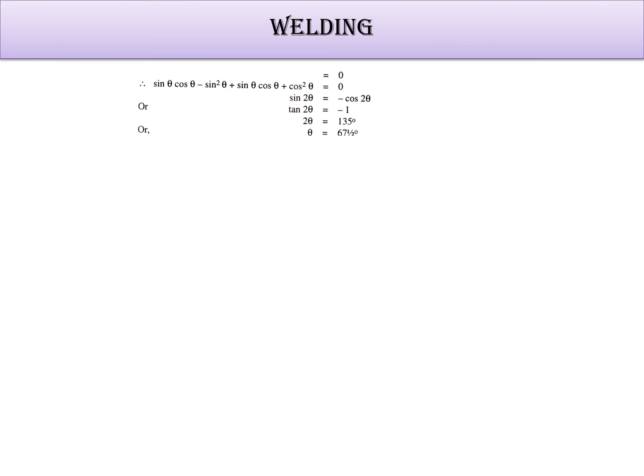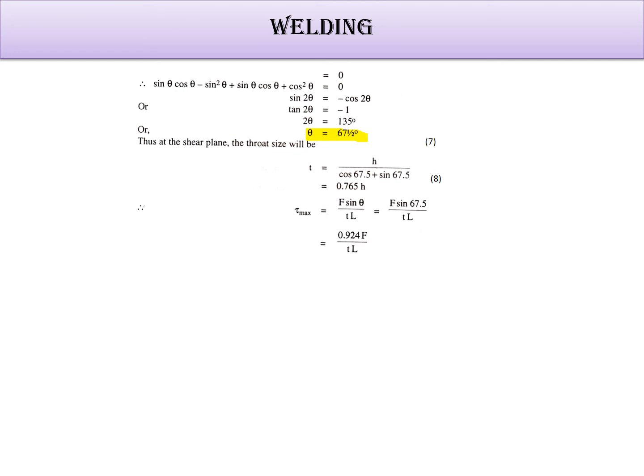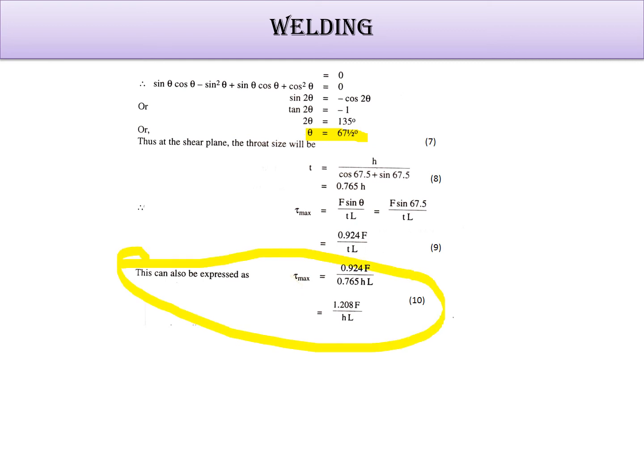Now again we are going to solve it with the help of this equation. You will get theta is equal to 67.5 degree. So here shear plane, the throat size will be what? t is equal to h upon cos of 67.5 plus sin of 67.5. So 0.765 times h. So this is the final equation which we get, that is tau max is equal to this one. This is the value of tau max. Okay, this is how the stresses acting on the welding joint has been shown here.